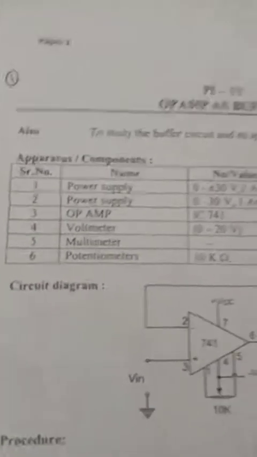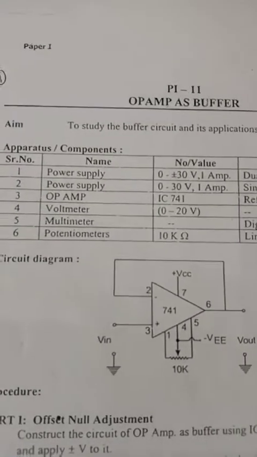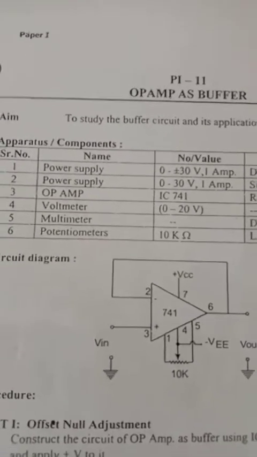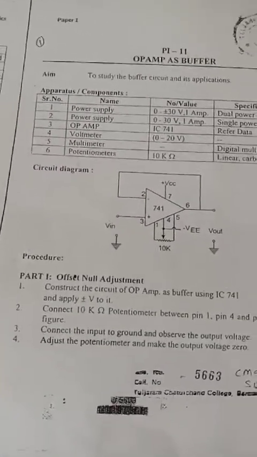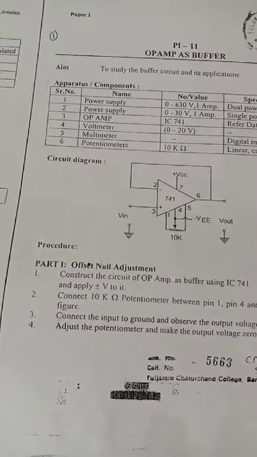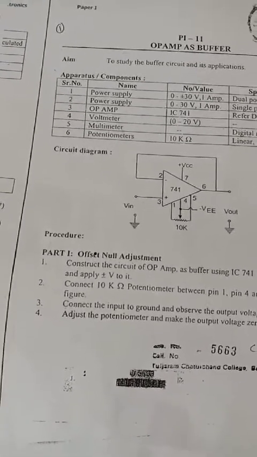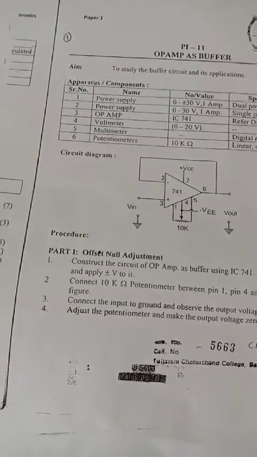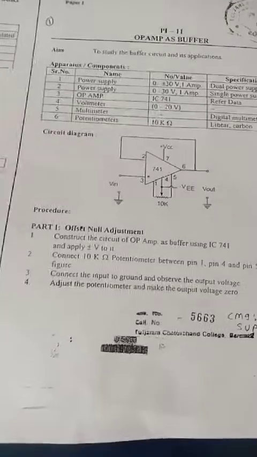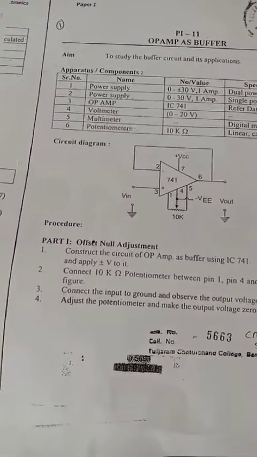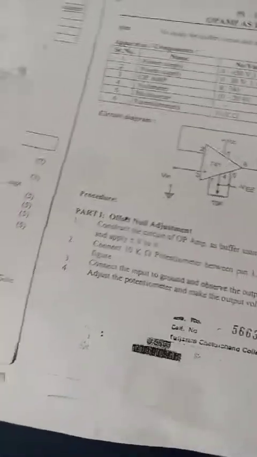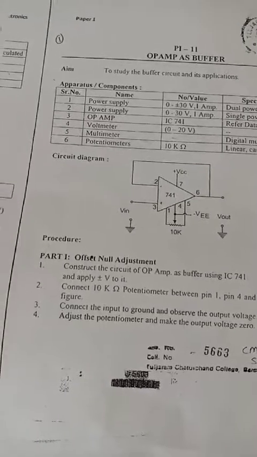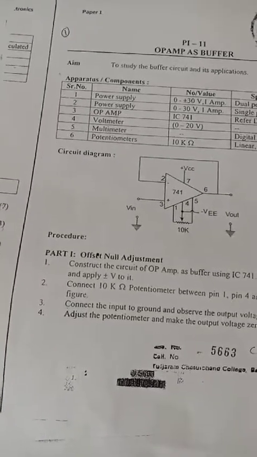Hello students, today we will learn the next practical in paper first, op amp as buffer. So buffer is also called a voltage follower or emitter follower. This buffer has very high input impedance and it is used to avoid overloading. Buffer circuits are used. So in this practical we will study the voltage follower or buffer.